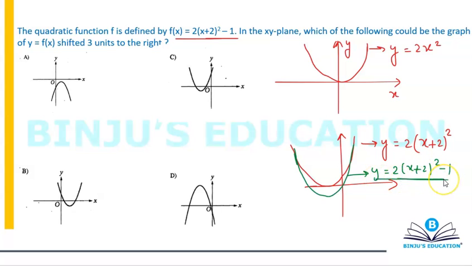Now this is not the graph that I need, because what I need is which of the following could be the graph for y is equal to f(x) shifted 3 units to the right. So I need to shift this graph 3 units to the right, which means C is not my answer. I need to shift this towards the right by 3 units. It should be something like this, which is given to me in option B.